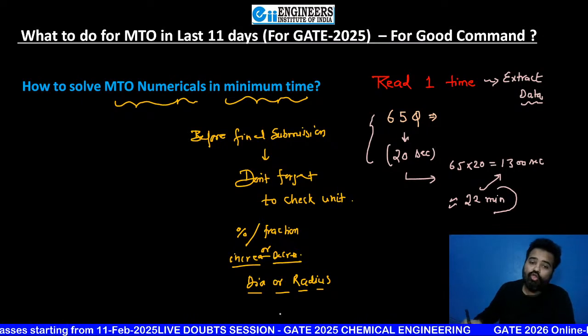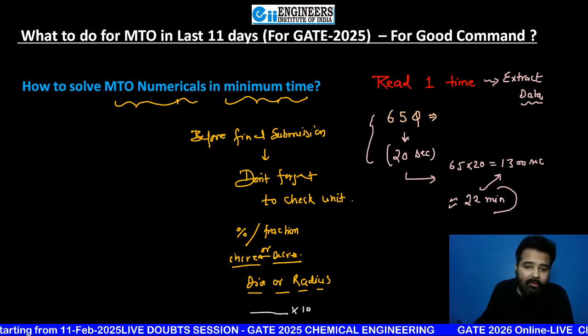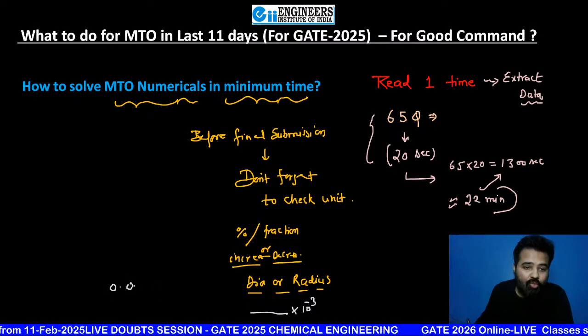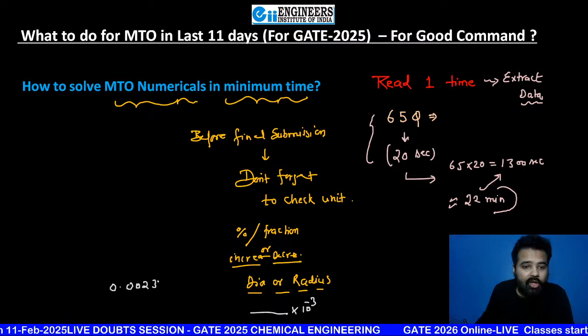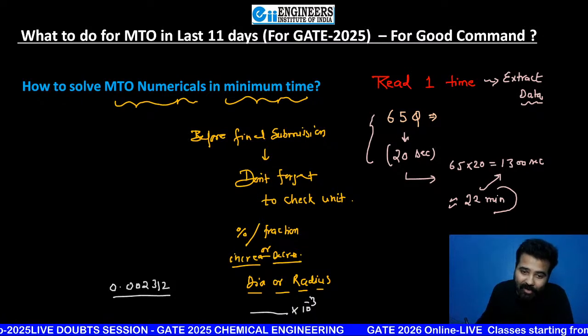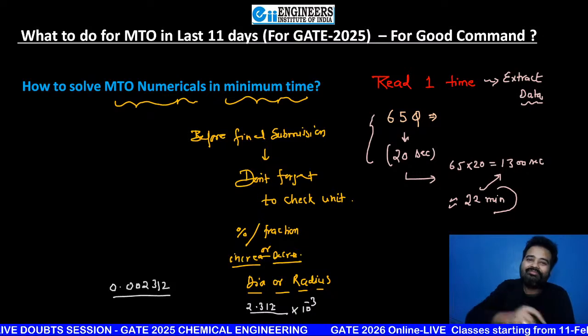And also don't forget to see that only fill in the blanks is there, or filling the blanks multiplied with something like this. Suppose you are getting the answer 0.002312, and you are writing this, but they are asking for 10 to the power minus 3. So your answer should be 2.312 now.